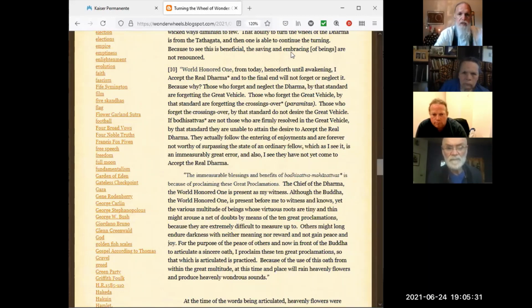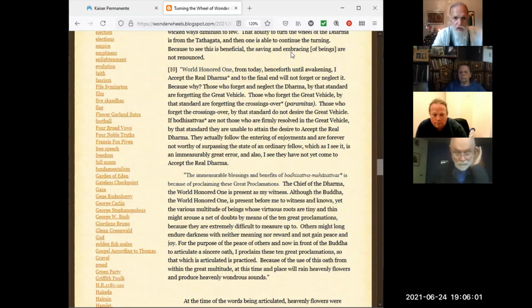World honored one, from today henceforth until awakening, I accept the real Dharma, and to the final end will not forget or neglect it. Because why? Those who forget and neglect the Dharma, by that standard, are forgetting the great vehicle, the Mahayana. Those who forget the great vehicle, by that standard, are forgetting the crossings over, the paramitas. Those who forget the crossings over, by that standard, do not desire the great vehicle.